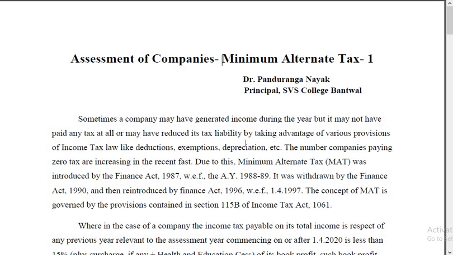Therefore, as a remedy so that every company has to pay some tax, minimum alternate tax was introduced in the Finance Act 1987 with effect from the assessment year 88-89. It was withdrawn by the Finance Act 1990 and then reintroduced by the Finance Act 1996, which came into effect from 1st April 1997. The concept of MAT is governed by the provisions contained in Section 115JB of the Income Tax Act 1961.